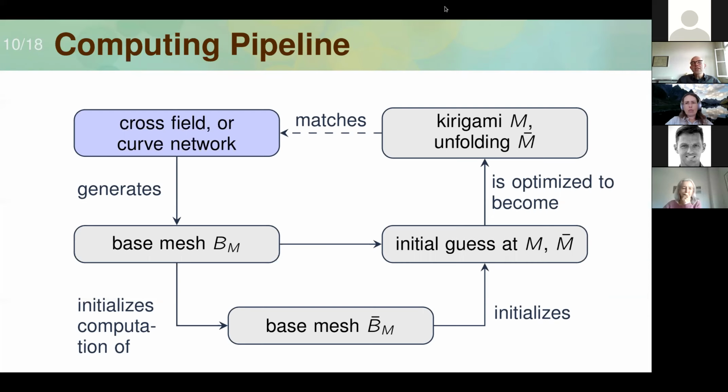The optimization itself is just a standard procedure. There is nothing fancy about that optimization. And in the end, we hopefully match the cross field or curve network we started from. I forgot to say that proximity to the reference surface is also a soft constraint.